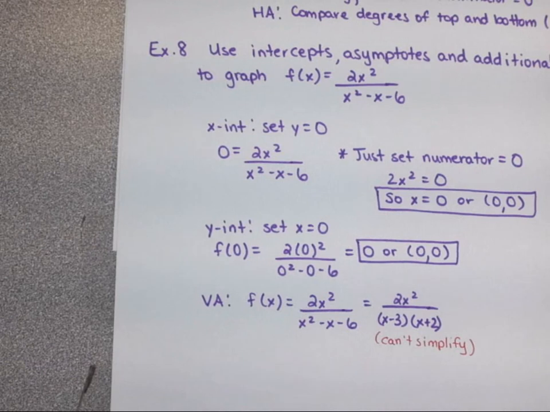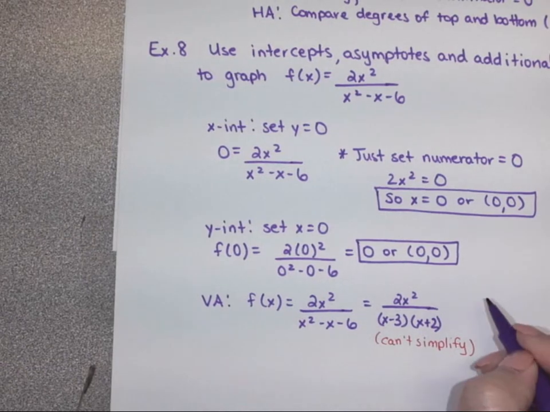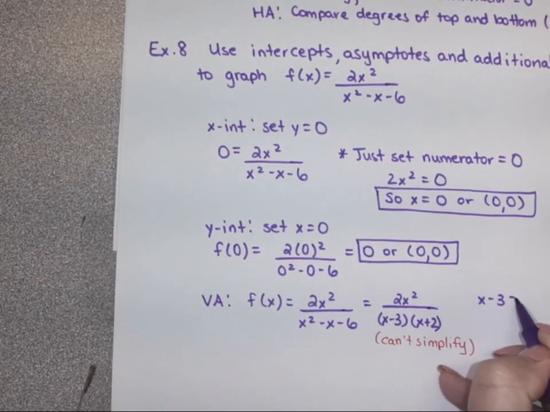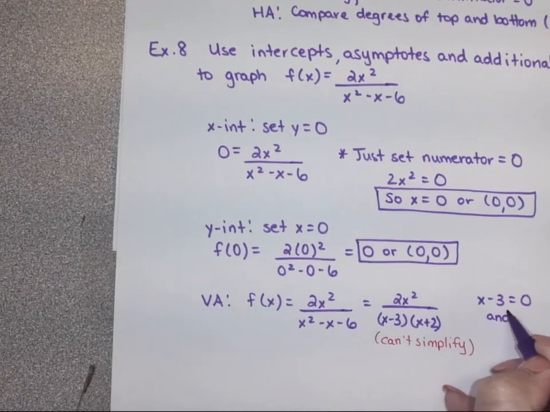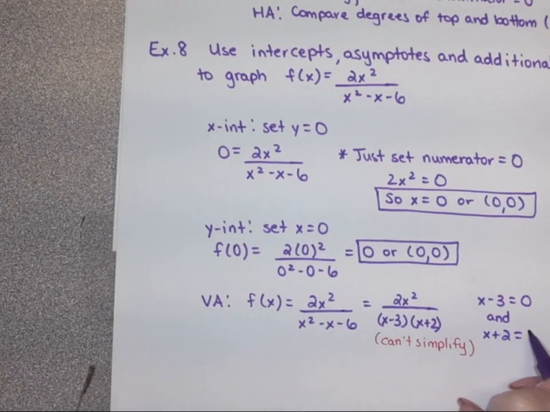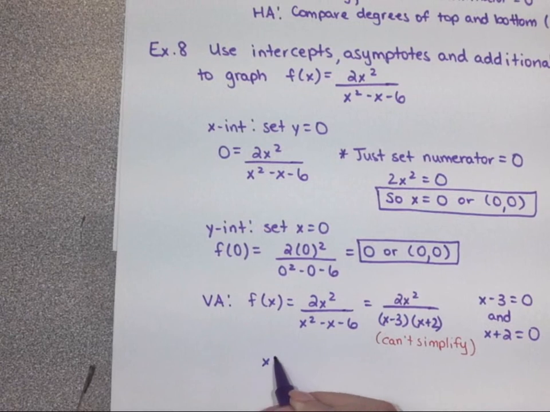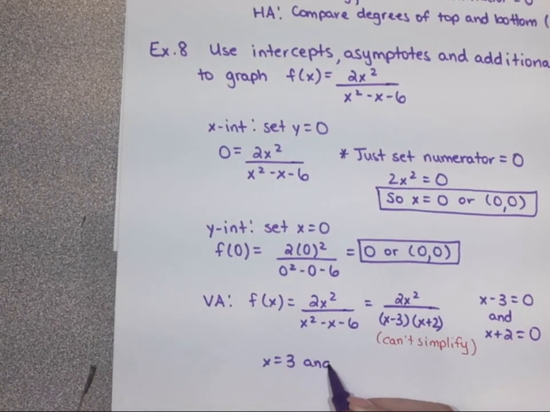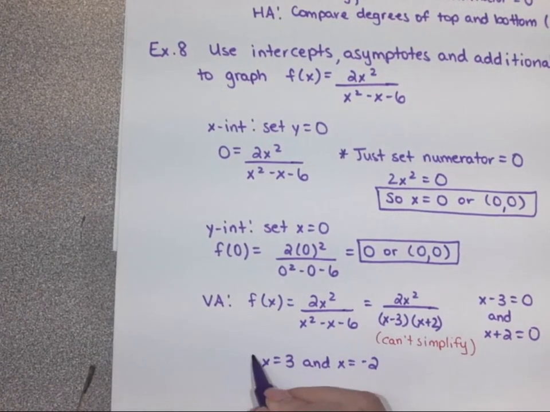So if we're trying to find the vertical asymptotes, then what do we do? Just set x minus 3 to 0 and what else? x plus 2 to 0. And so we're going to get 2 vertical asymptotes. One that is 3, right? And one that is negative 2.